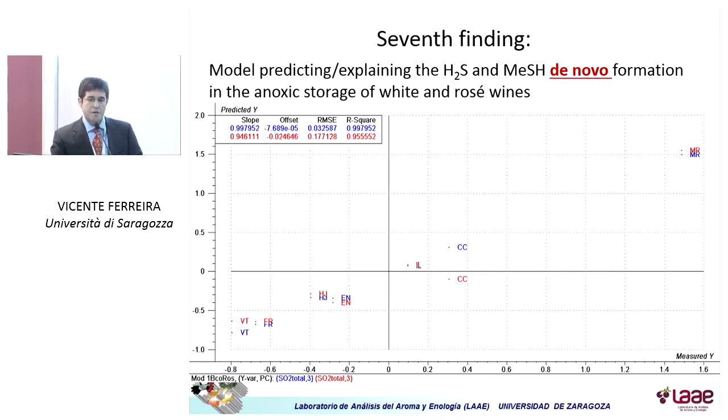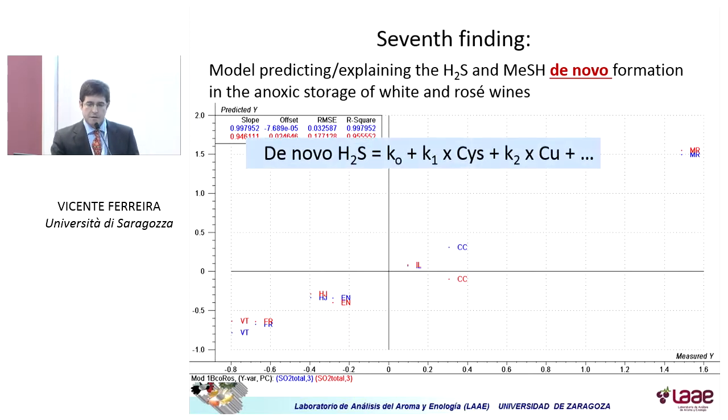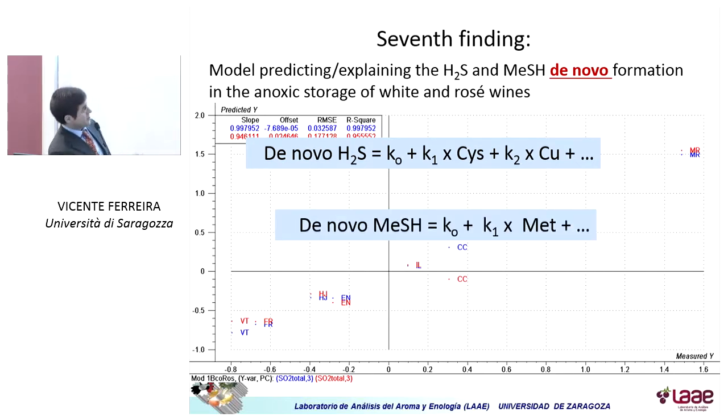But what happens with the noble formation? The noble formation is related to cysteine and again to copper, and the noble formation of methanethiol is again related to the level of methionine.